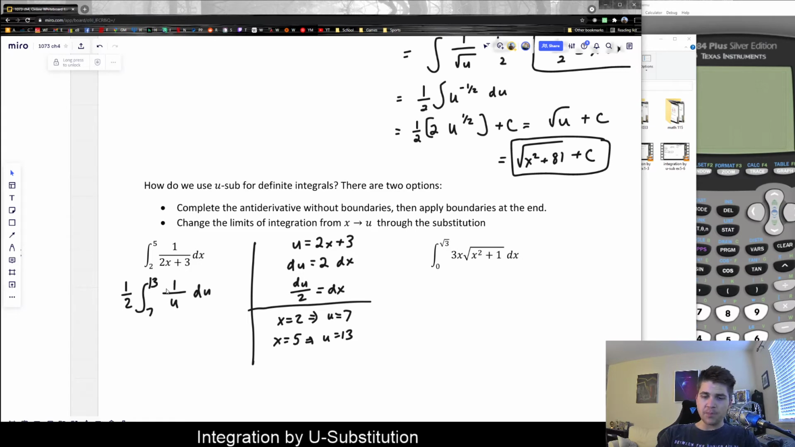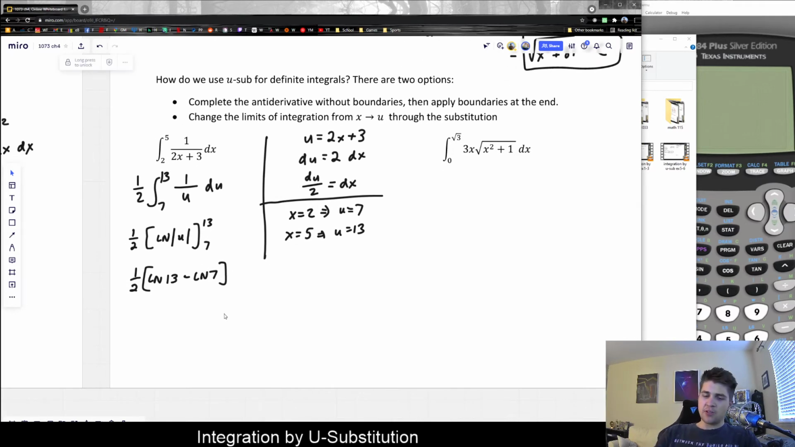So now that everything has been changed to u, I can solve this problem. Well, the antiderivative of 1 over u, as we already know, is the natural log of u. Again, I don't need c here because it's a definite integral, and I just need to evaluate this integral from 7 to 13. Plugging that in, that means the natural log of 13 minus the natural log of 7. Remember that 1/2 will be multiplied to the whole thing, because 1/2 is multiplied to the whole integral, both the first and the second boundaries of integration.